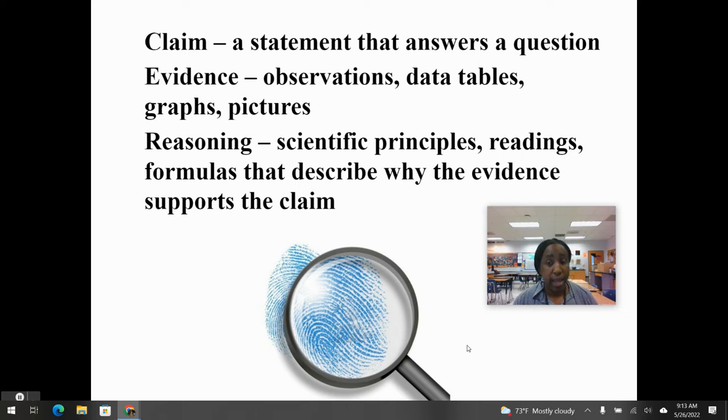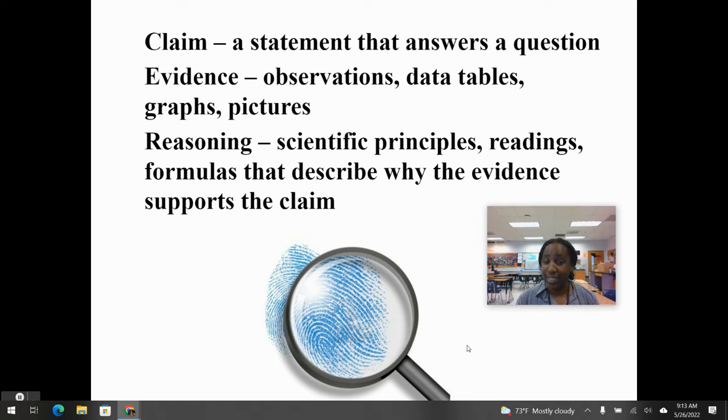Once you come up with your claim, you're going to then need to support that claim with evidence. Your evidence will be based on observations, data tables, graphs, pictures. So, again, just thinking about those things. So, we are going to do laboratory exercises in most cases, not all cases. But when we do, you want to use that to help to back up your claim.